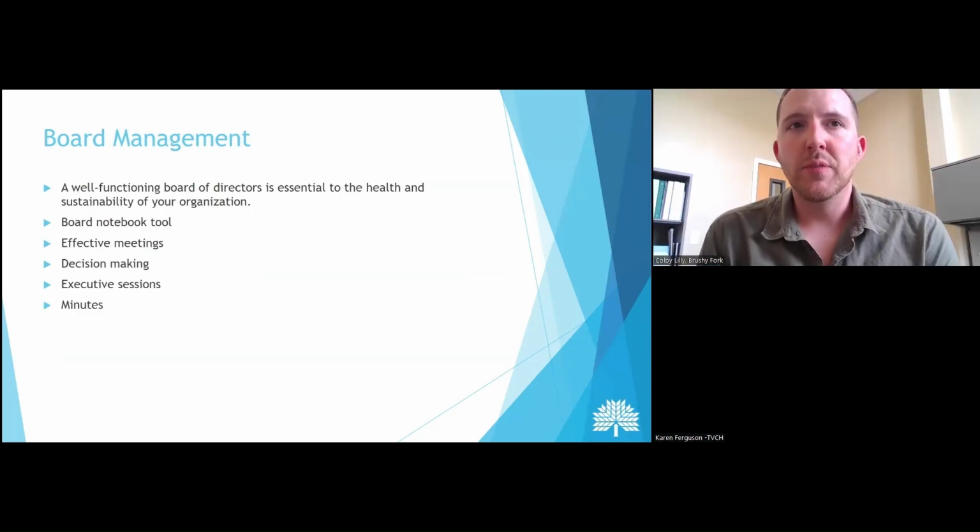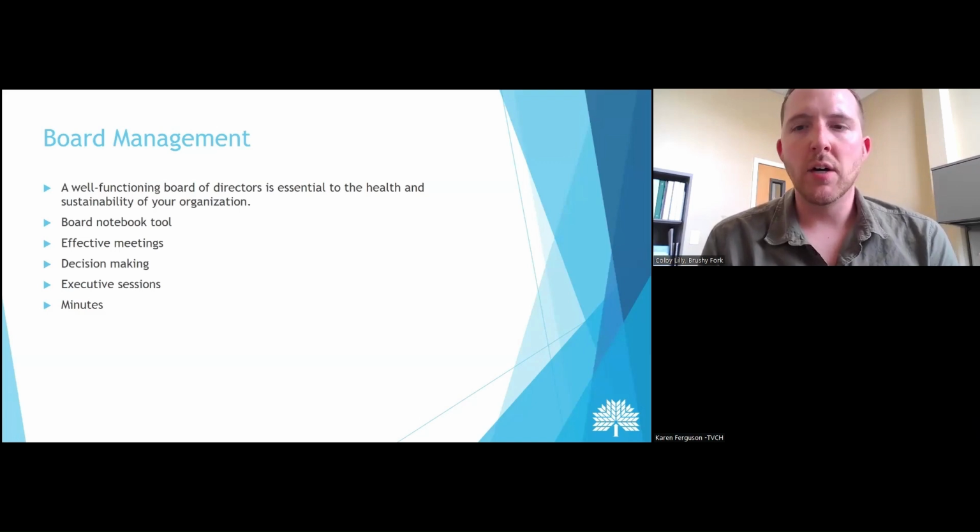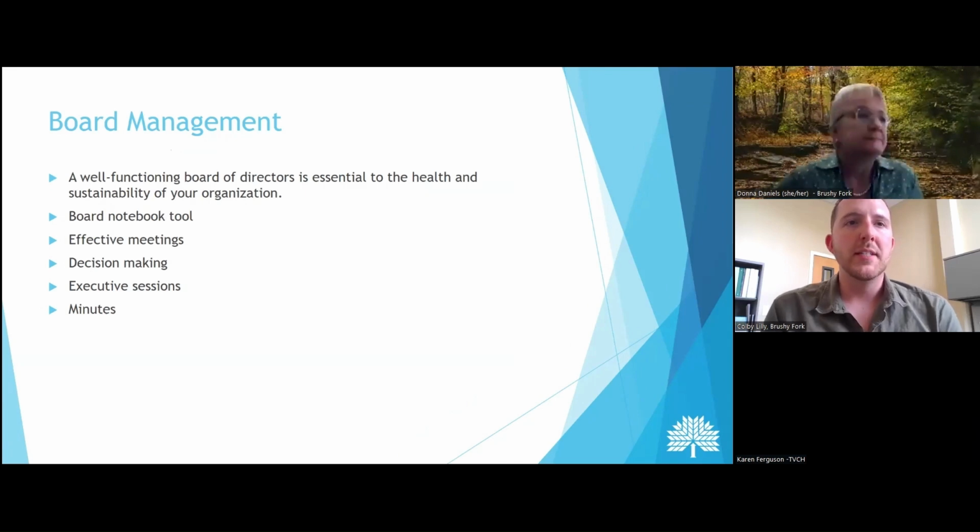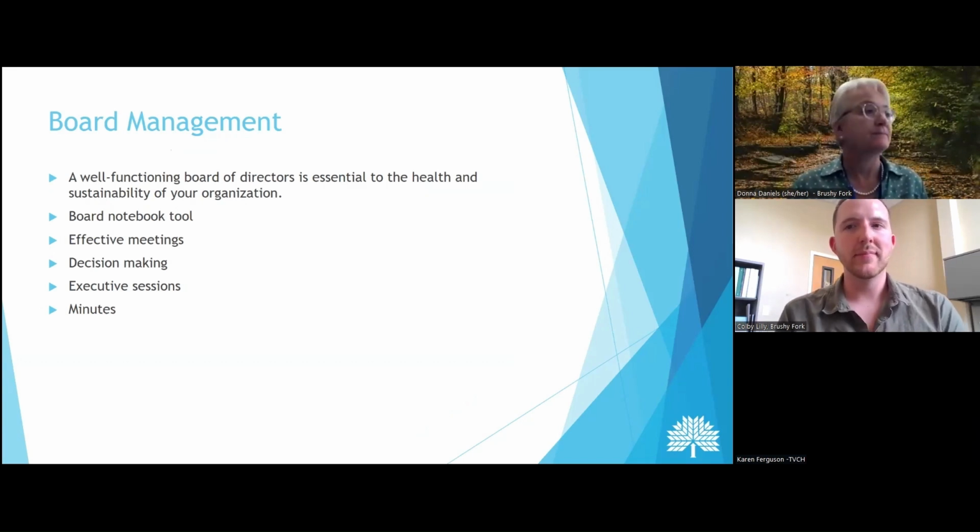For this next portion, we will look at board recruitment and onboarding processes. How the board manages these processes is vital to the success or not of not only recruitment and onboarding, but the strength and success of the board. Its ability to govern, hold effective meetings, make important decisions, hold executive sessions, and accurately record meeting minutes.